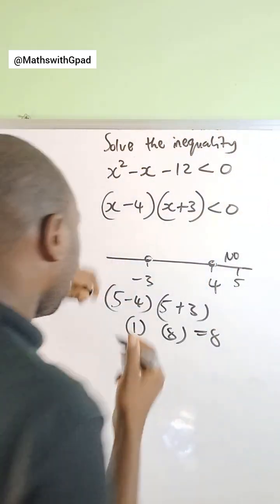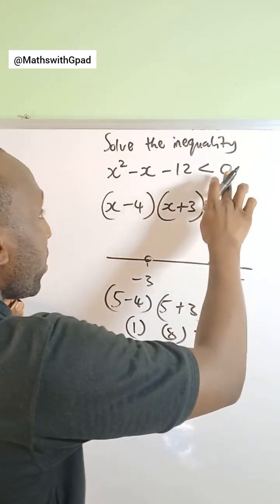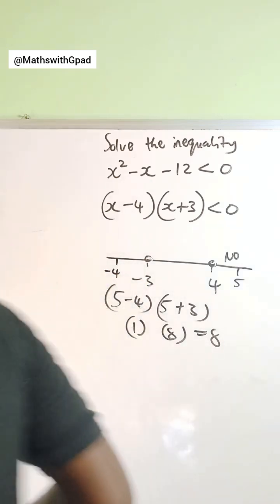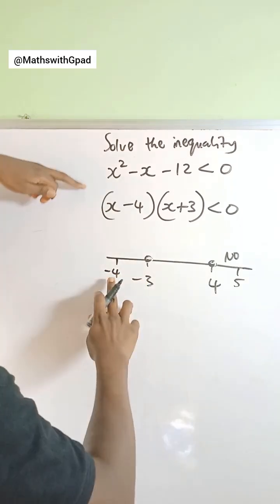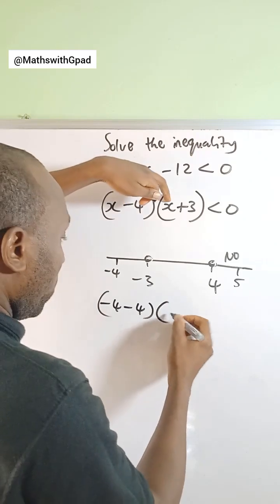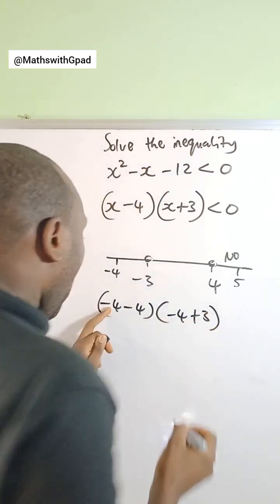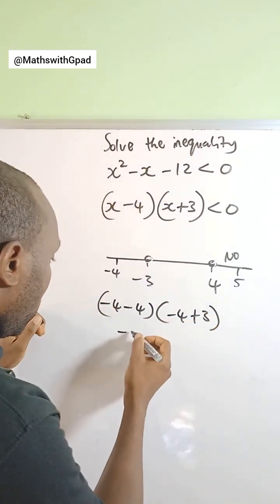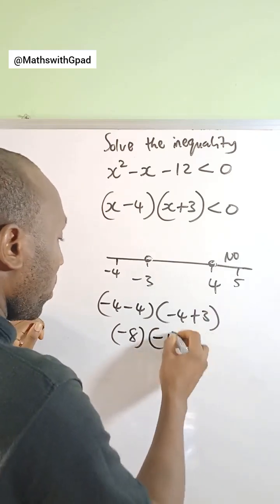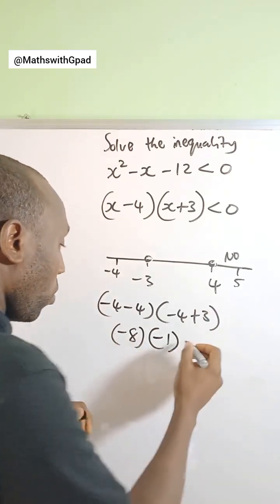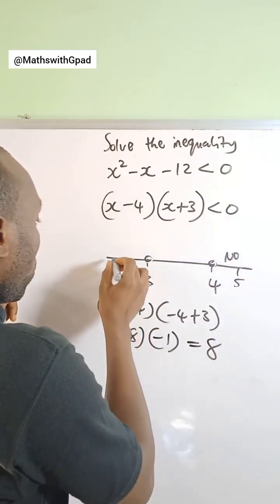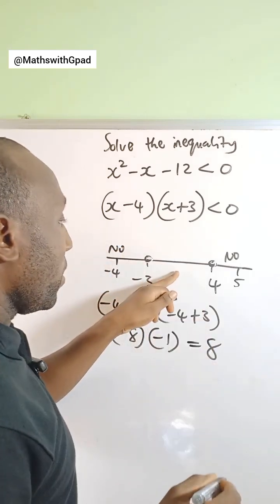Let's test this other region. Let's use minus 4. Again, plug in minus 4 here: minus 4 minus 4, and then minus 4 plus 3. Minus 4 minus 4 is minus 8. Minus 4 plus 3 is minus 1. Minus 8 times minus 1 is 8. Is 8 less than 0? No. So this is also no.